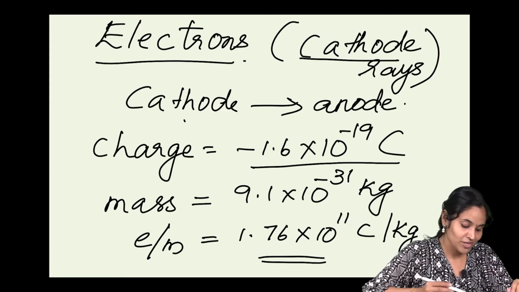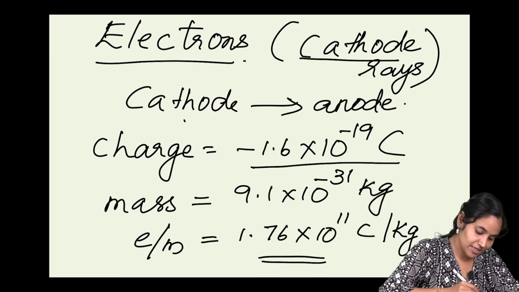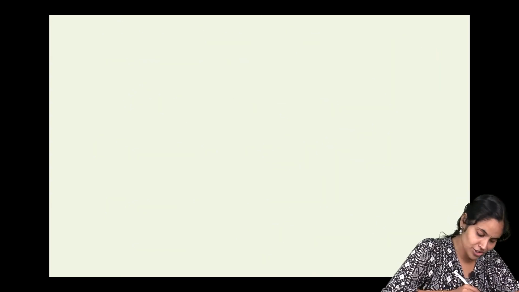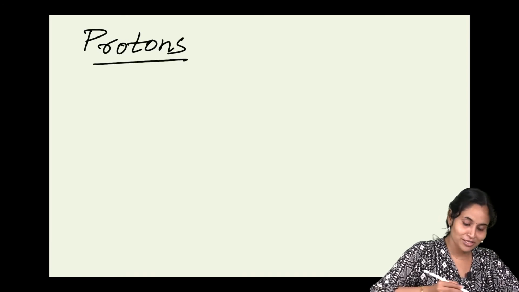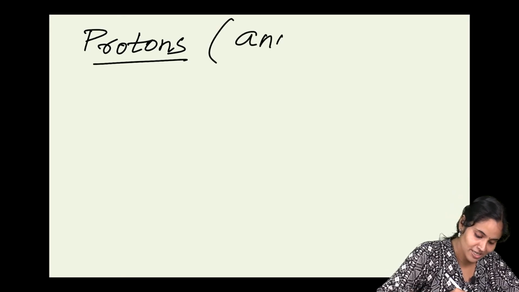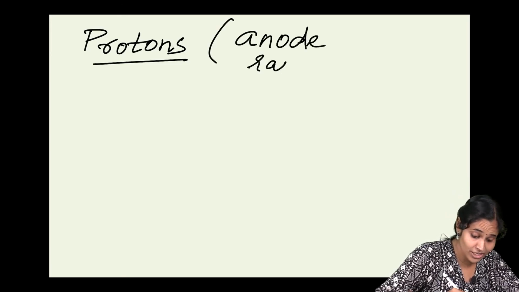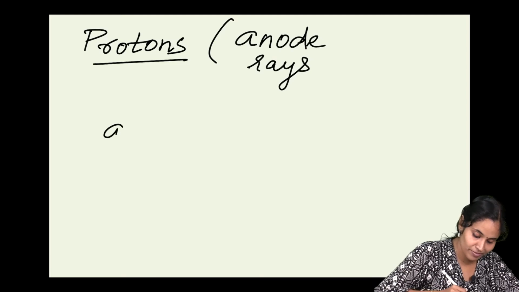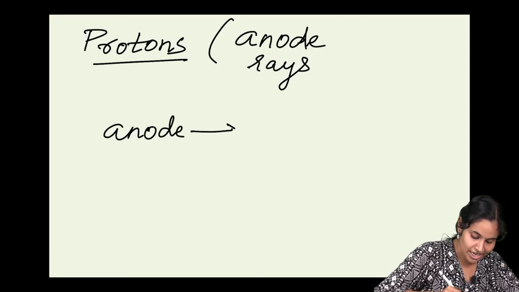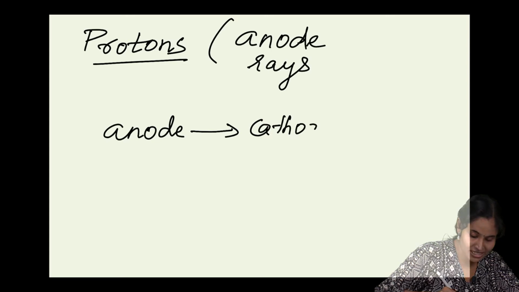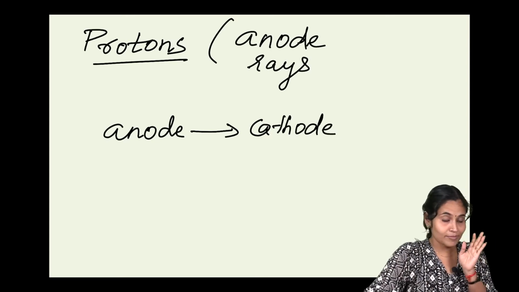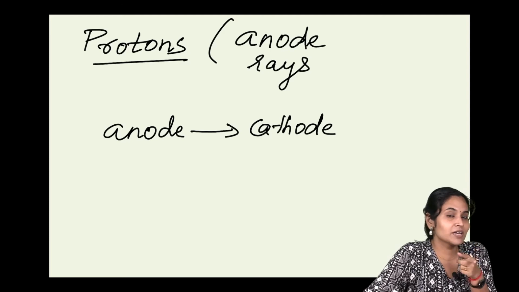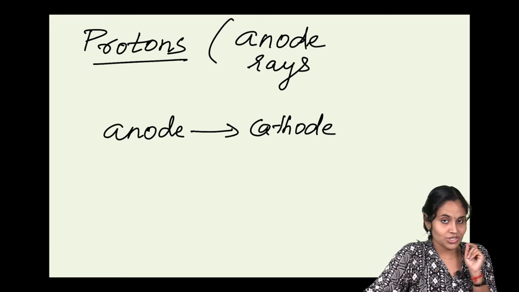Fine? Now moving to the next subatomic particle, that is protons. Do you know what is another name for protons? If electrons are known as cathode rays, definitely protons are known as anode rays. From the name itself, you will get an idea that they are moving from anode towards cathode. During the discharge tube experiment, it was observed that a set of radiations start from anode and move towards cathode, and these particles are found to be protons, right?